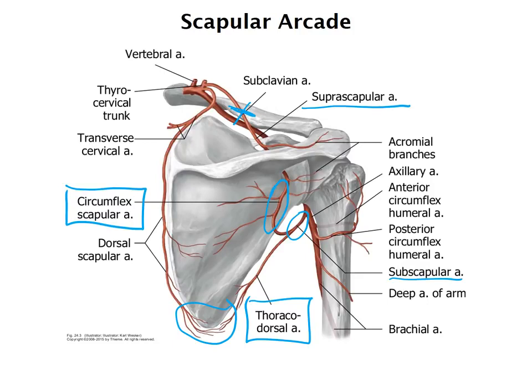So in the instance of this occlusion, instead of blood taking the route of the suprascapular artery, it instead takes the route of the axillary artery to the subscapular, to the circumflex, and back up through the suprascapular artery. And this is how this occlusion would be bypassed.